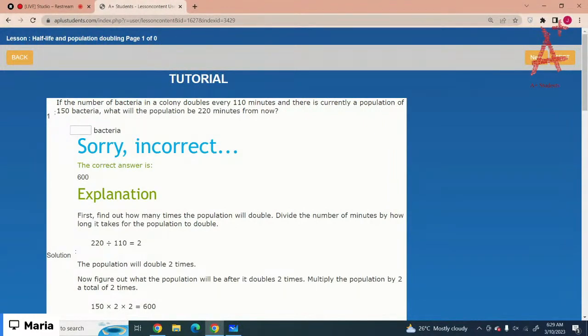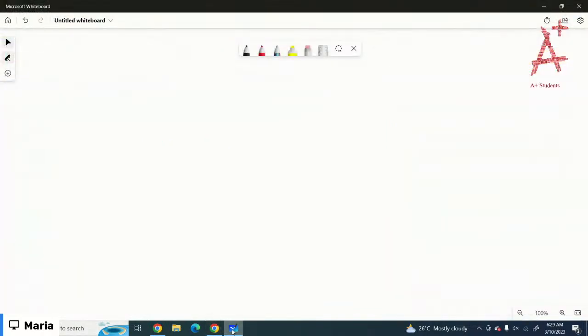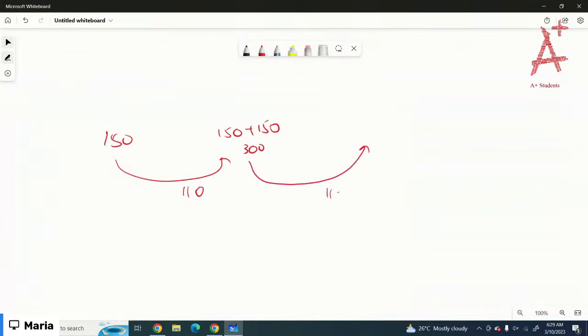Let me just explain in an easier way. Like you have 150 bacteria, got it? After 110 minutes, they double. Double means 150 plus 150, they are 300. Got it? Then again, after 110 minutes, they double. Now they are 300. You need to double it, 300 plus 300 equals 600. So if you add the time 110 plus 110, the time here is 220 minutes. That means after 220 minutes, they are 600. Got it?